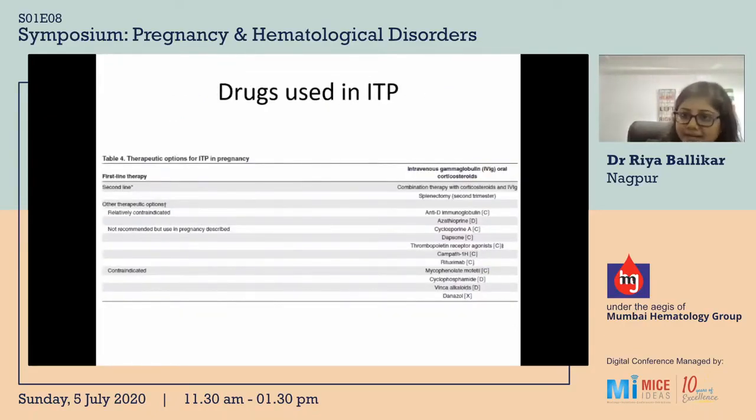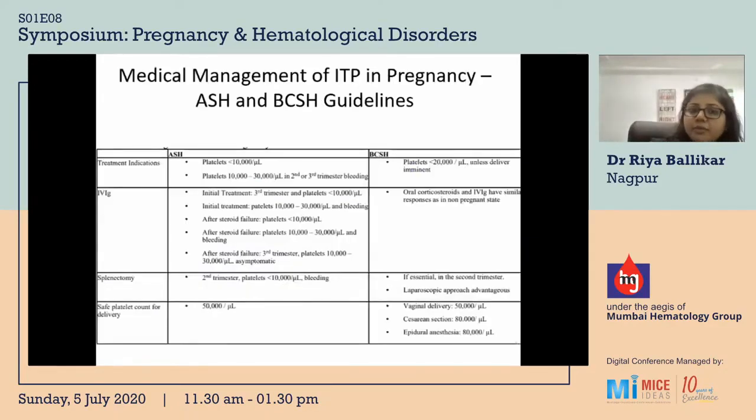Now, anti-D is one drug that I did not mention because I would personally not use it because it causes hemolysis. But there are isolated case reports that anti-D is safe in most of the pregnancies. So again, first line, what is recommended everywhere is steroids with or without IVIG. And splenectomy, again, azathioprine. The other drugs I would really use with caution or avoid if possible.